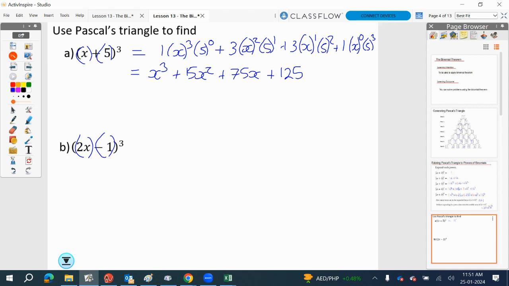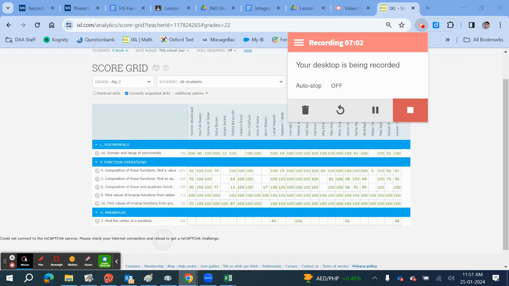Have a go now at doing an expansion using Pascal's triangle for the lovely expression 2x minus 1 cubed. Let's go. I will pause the video in case we do manage to finish this in half the time. Some people are.